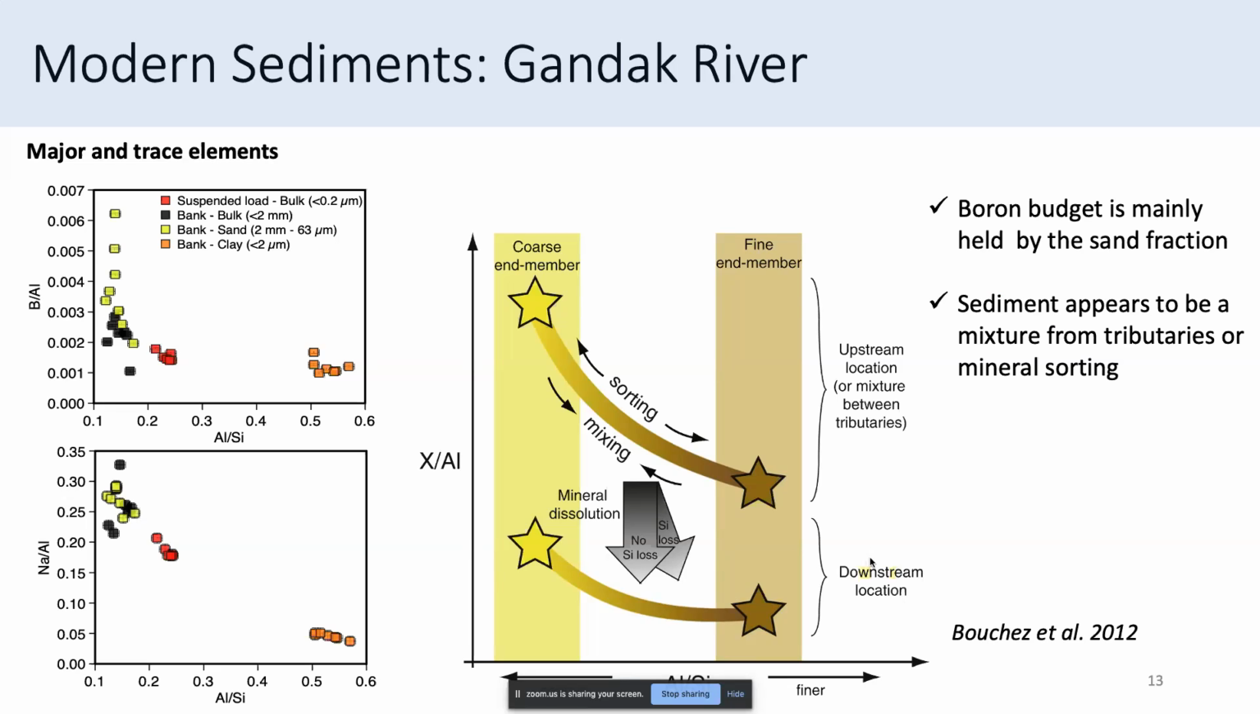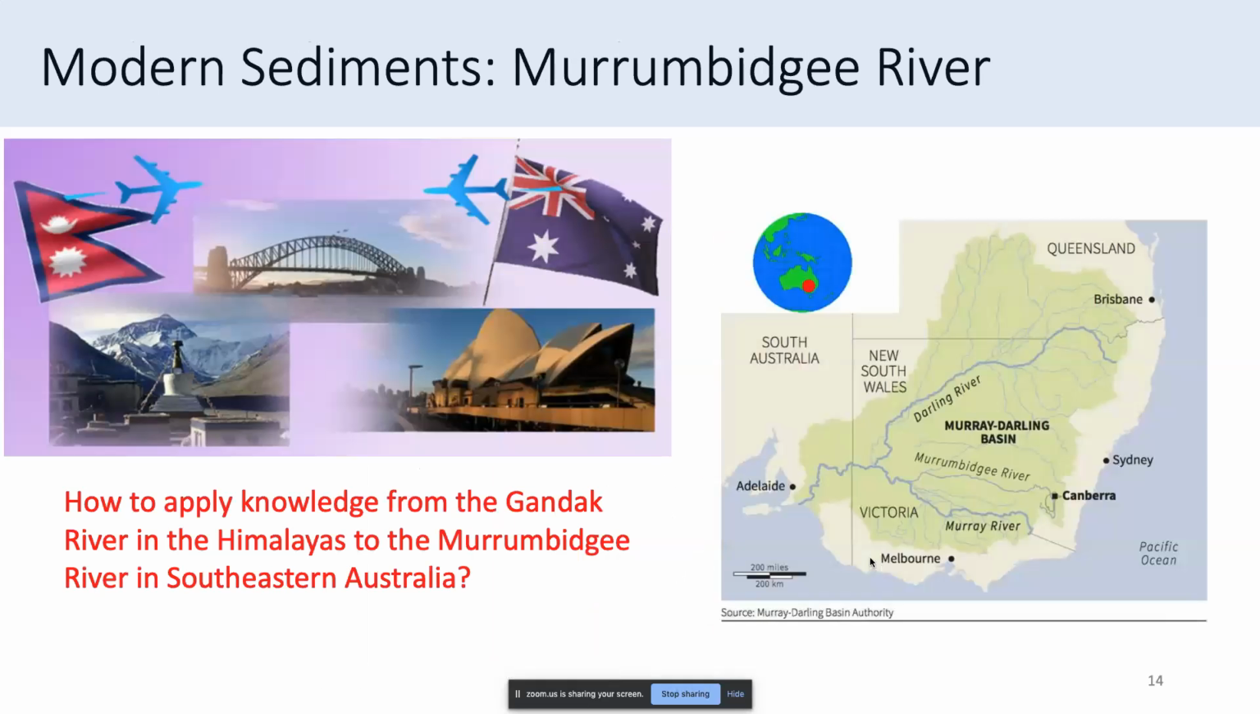Means that as you go from the coarse end member to the fine end member, so from your sands to your clays, that diagonal sort of mixing sorting line is what we see in our data as well. So it looks like it's being mixed or sorted along the way. So we're getting some information on the weathering regime from the Himalaya. So then I took that to Australia, right? How could you take this knowledge and apply it to the Murrumbidgee River in Australia?